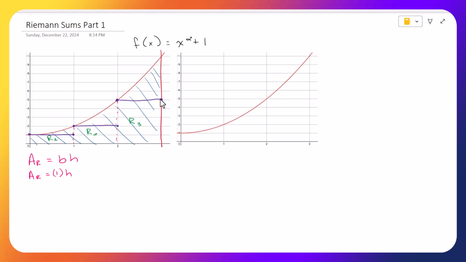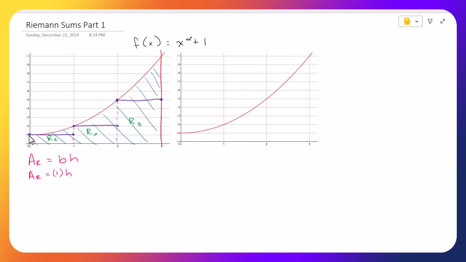And we're going from there to there. Okay, so now that we have these three rectangles drawn, we know our base is 1 for each of these. And now what's the question of our height?